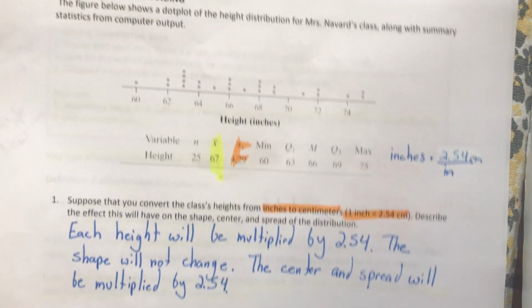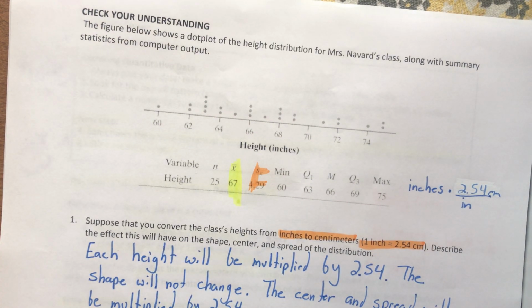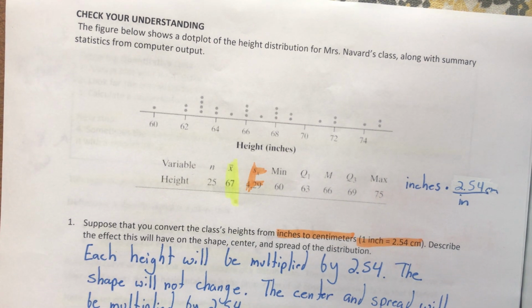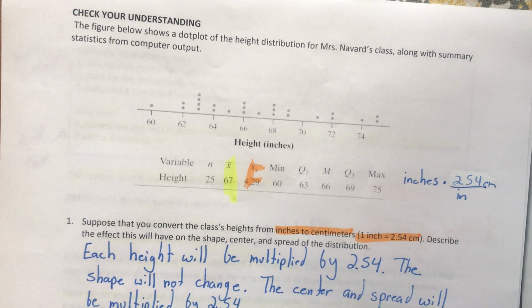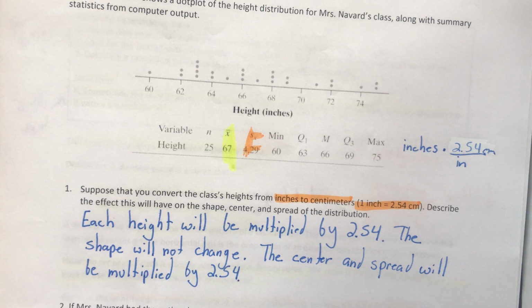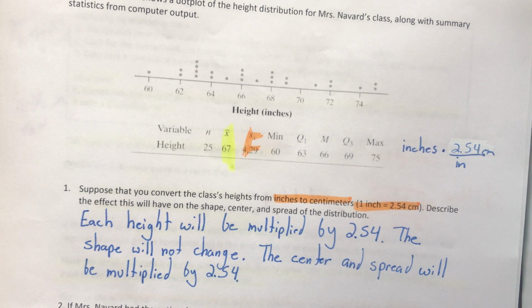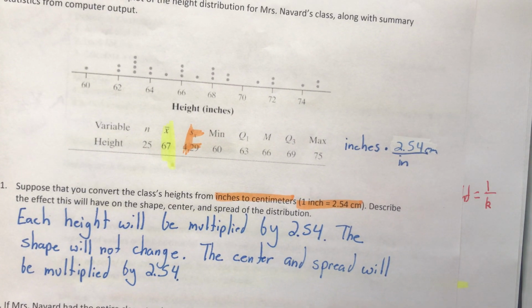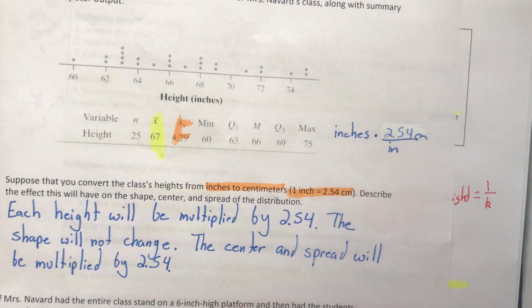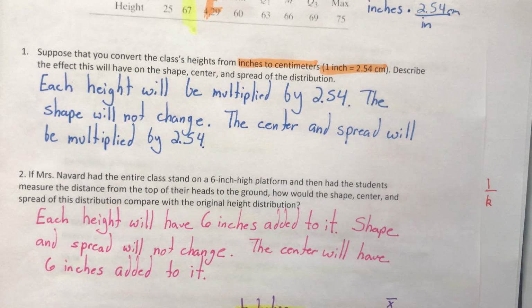In this example, we have a dot plot that shows the height distribution of Mrs. Navard's class along with a summary of statistics from the computer output. Suppose you have to convert the class heights from inches to centimeters. Describe the effect this will have on the shape, center, and spread. In order to convert from inches to centimeters, you're going to have to multiply each of the heights by 2.54. When we multiply by 2.54, the shape is not going to change, but the center and spread will both be multiplied by 2.54.